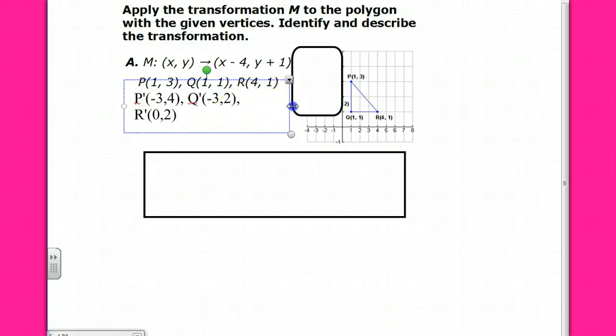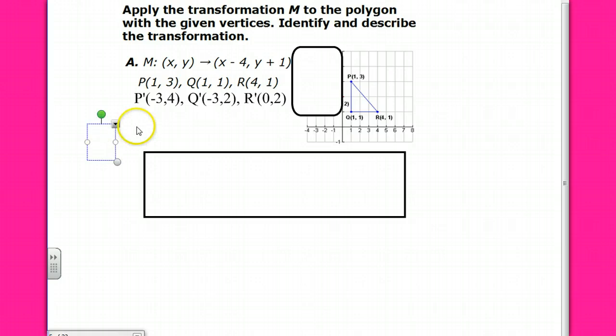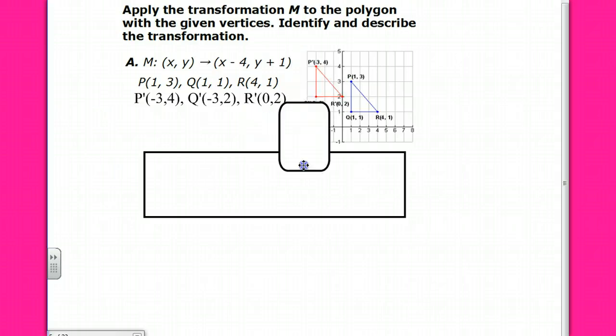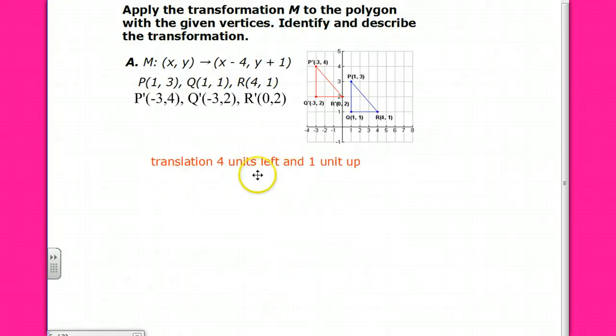Let me stretch this a little further. Let it come back up. There we go. Okay, so here we have the coordinates after having applied the rule. And when you go and plot these, go ahead and pause and do that, you get a triangle that has gone left 4, and up 1. What type of transformation do we call this? That's right, a translation, 4 units left and 1 unit up.